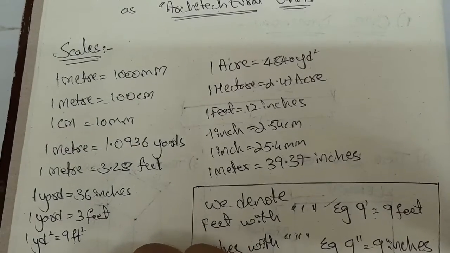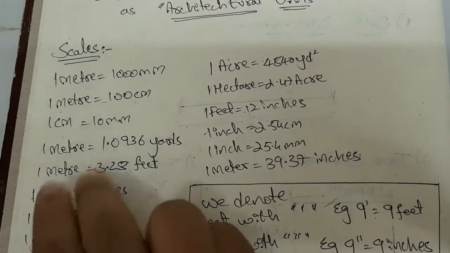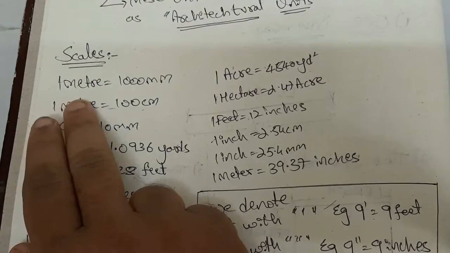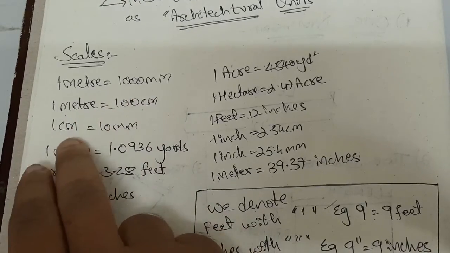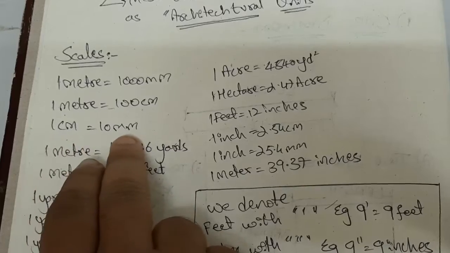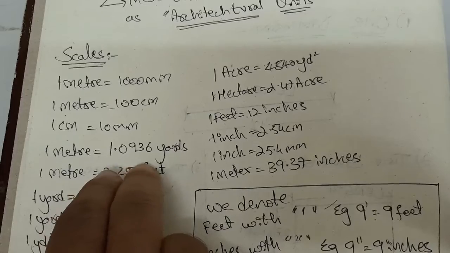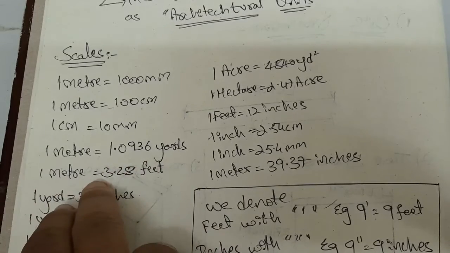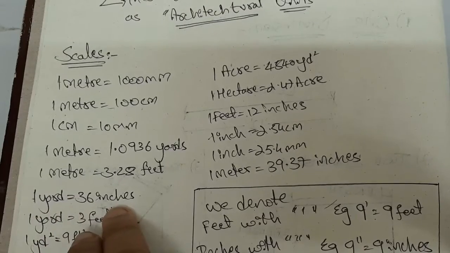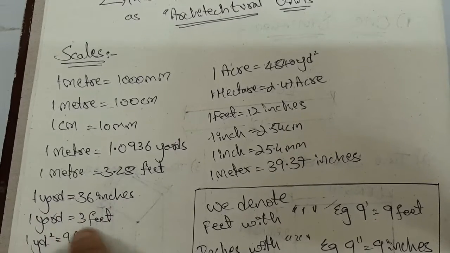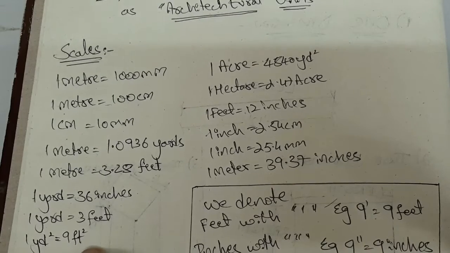Now let's move on to scales. So basically there are 14 types of conversions. Like for this, 1 meter is equal to 1000 mm, 1 meter also equals 100 centimeter, and 1 centimeter is equal to 10 mm. 1 meter is equal to 1.0936 yards. 1 meter is equal to 3.28 feet. 1 yard is equal to 36 inches. 1 yard is equal to 3 feet, and 1 yard square is equal to 9 feet square.